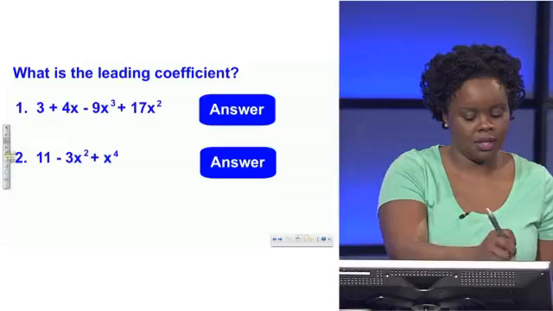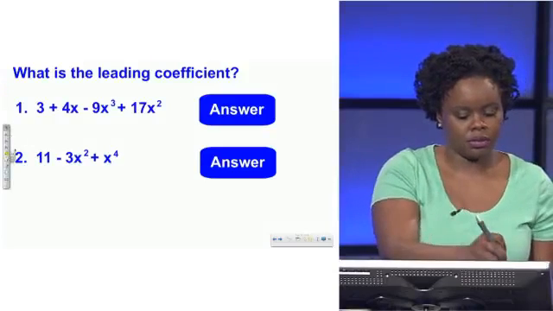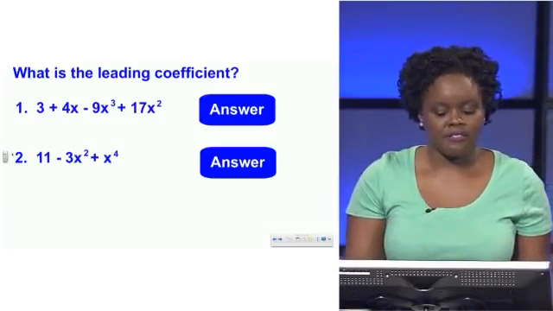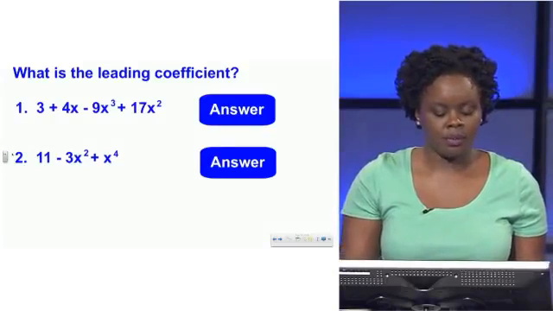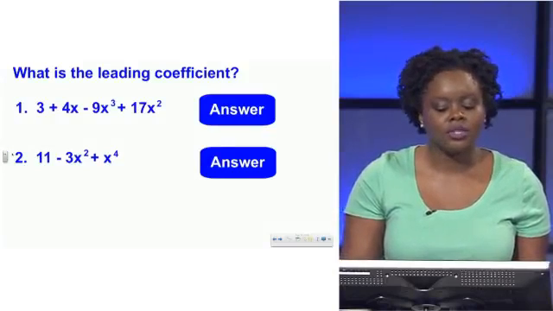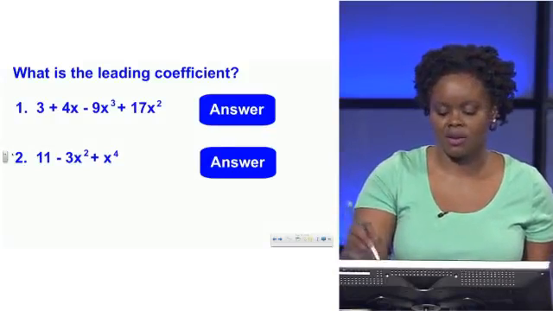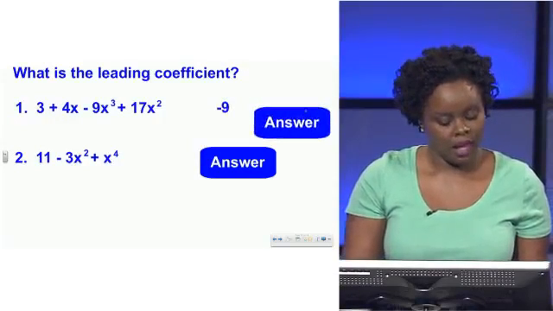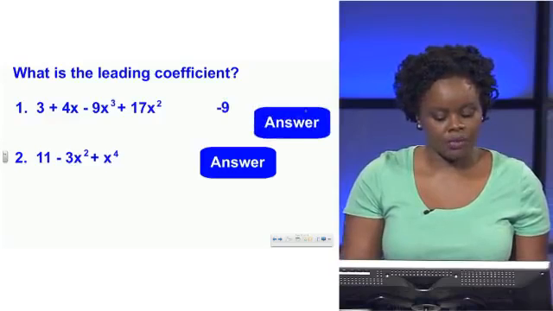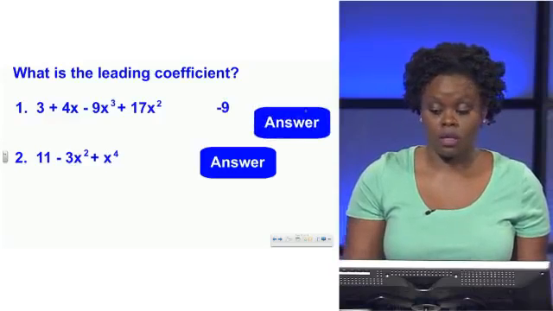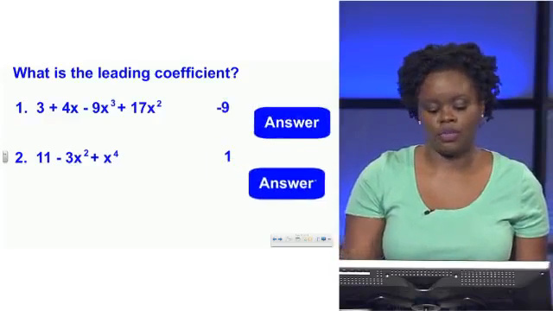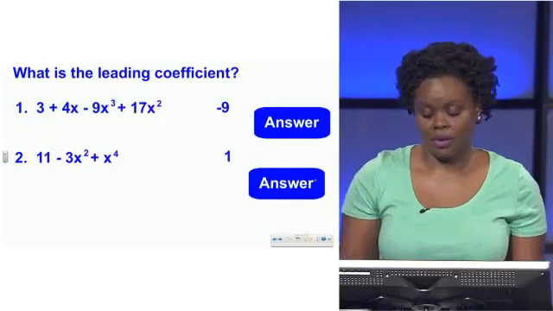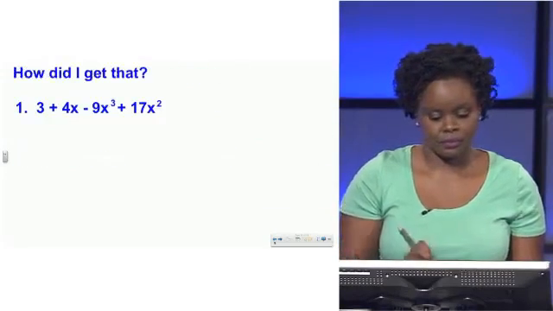All right, you ready to check? Let's check. Let's get the pointer tool. Okay, for that first polynomial, 3 plus 4x minus 9x cubed plus 17x squared, the leading coefficient is negative 9. And for the second one, 11 minus 3x squared plus x to the 4th, that leading coefficient is 1. Okay, if you need to see how I did it, here we go.